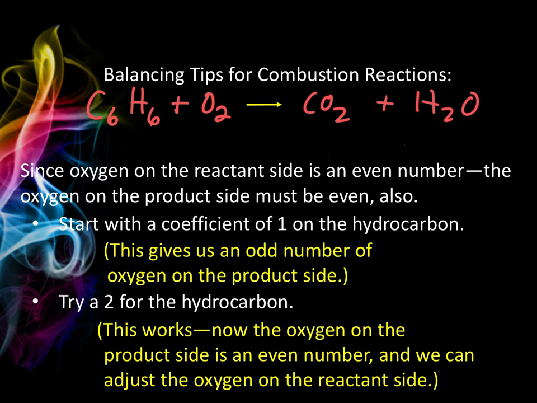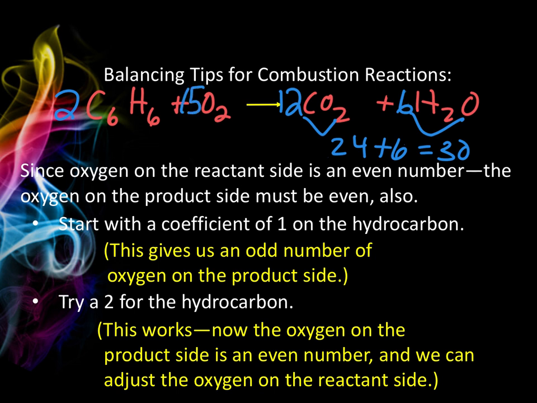So we're going to go ahead and put this here. We're going to double. So that will give me 12 here. And now I'm going to put a 6 here. So I got 24 plus 6 is 30, right? There's my 6. That's going to give me a 15 right there. So 2, 15, 12, and 6, all right?